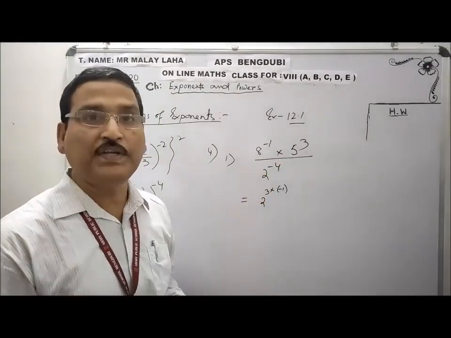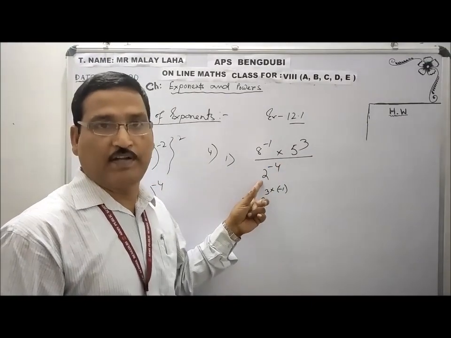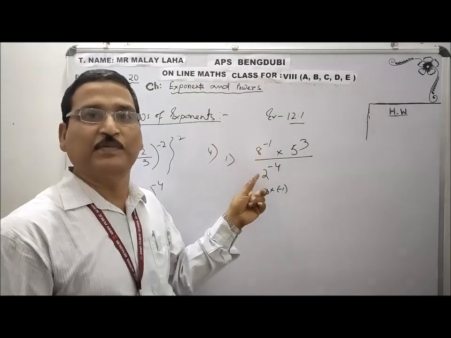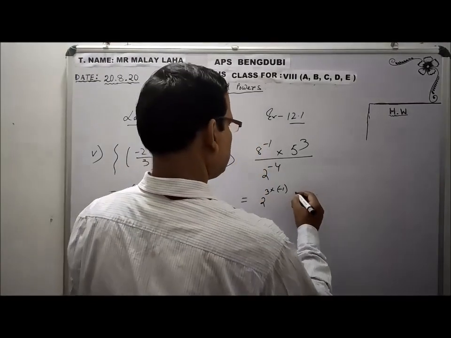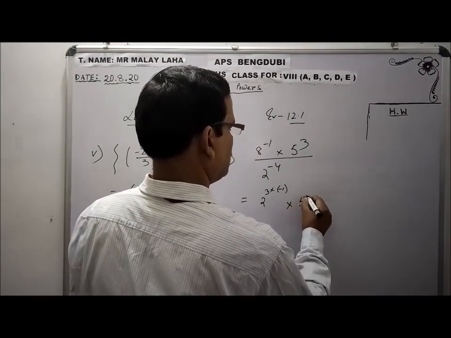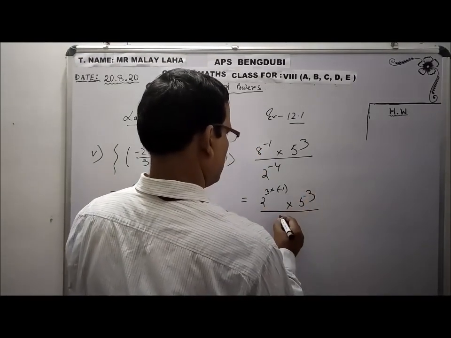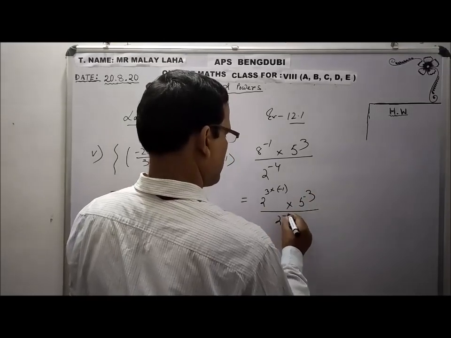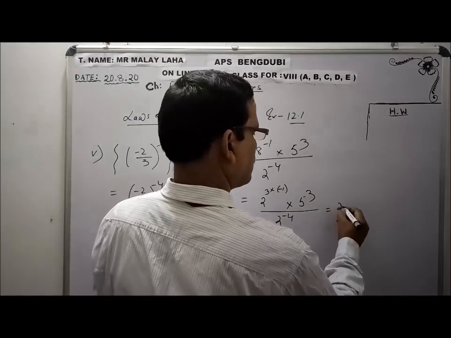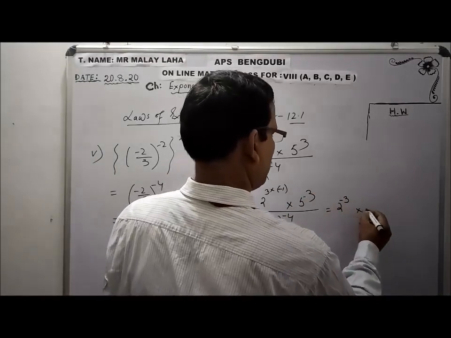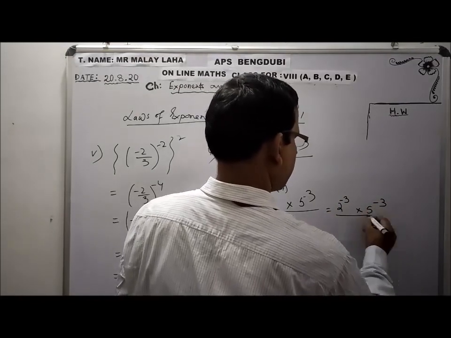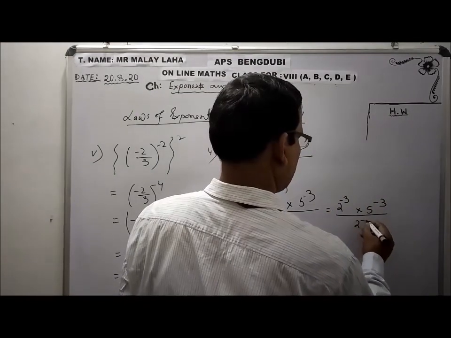2 raised to 3, to the power minus 1. So 8 can be written so, why am I doing it? Because in the denominator we have another 2, so that we can relate the numerator and denominator. Okay? And multiplied by 5 raised to 3, overall by 2 raised to minus 4. What will we do now? So it will be 2 raised to minus 3 into 5 raised to minus 3, by 2 raised to minus 4.